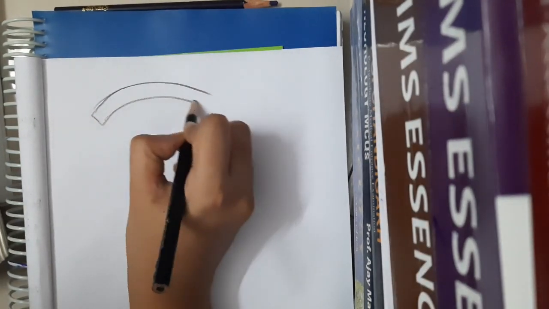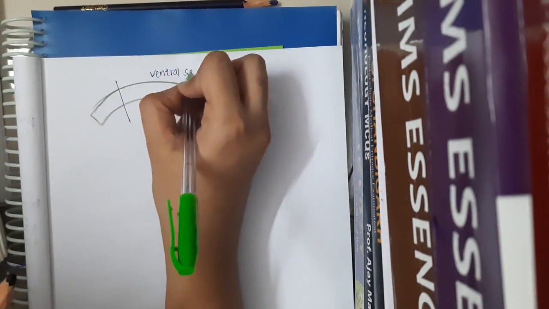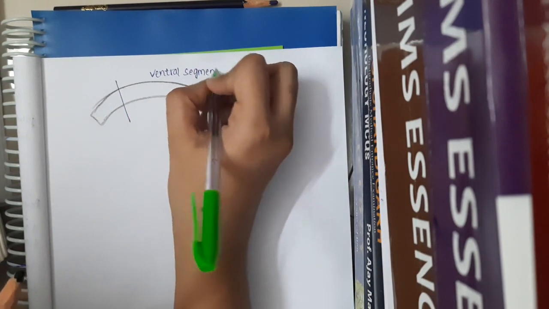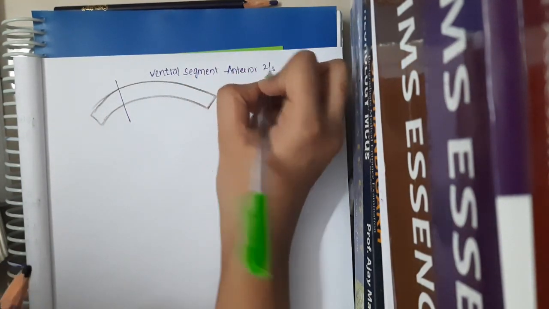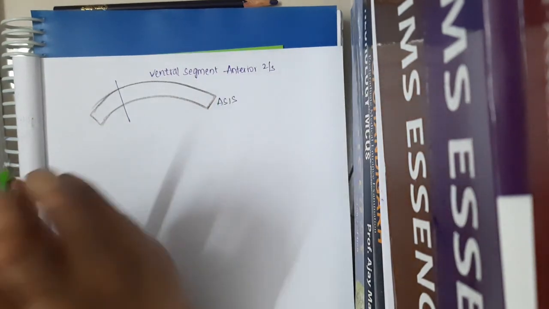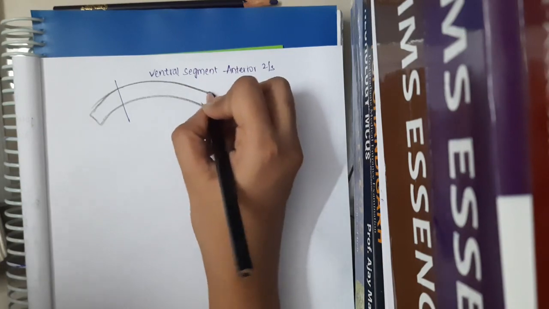I am just drawing this here. So this is the iliac crest, and it has a ventral segment, the anterior 2/3 of the iliac crest. This is the anterior superior iliac spine. It should be like this. It won't have sharp edges.